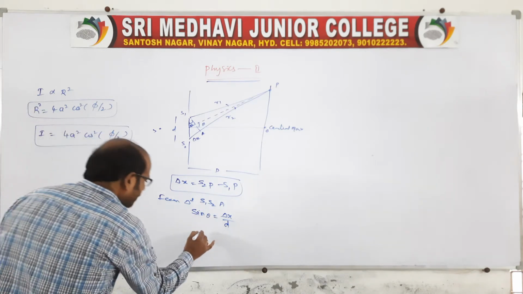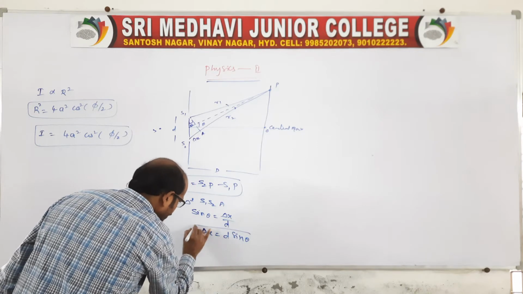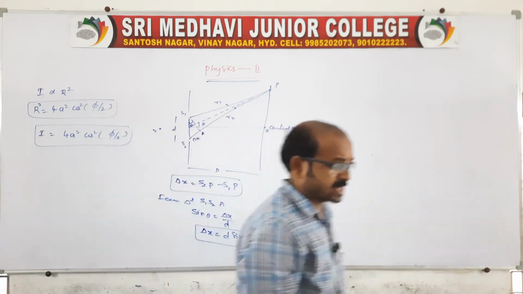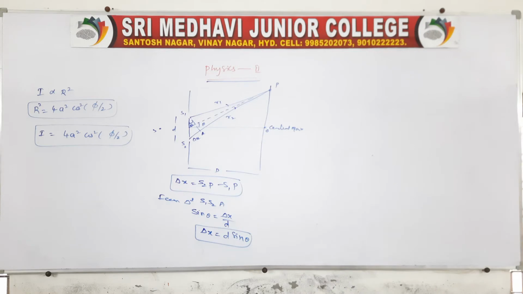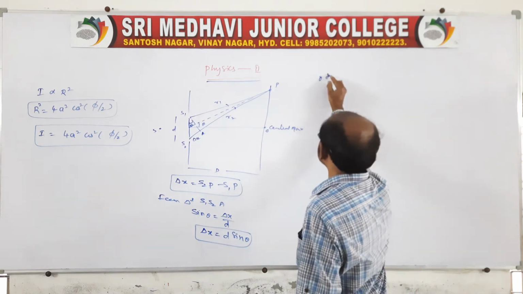Therefore, from this path the difference will be delta x is equal to d sin theta. Keep the expression like this. It is the path difference of the waves arriving at a point P. Clear? Now, theta is very small.